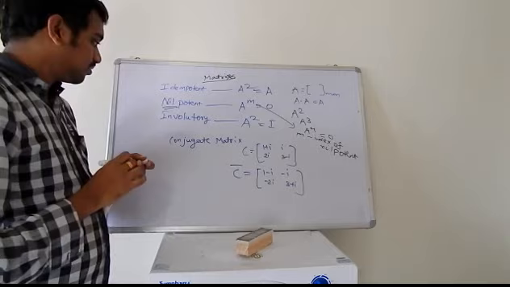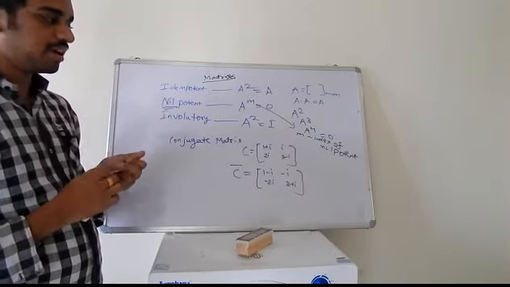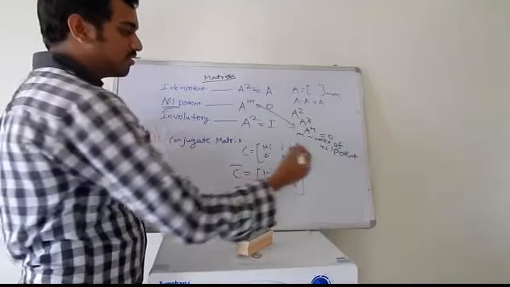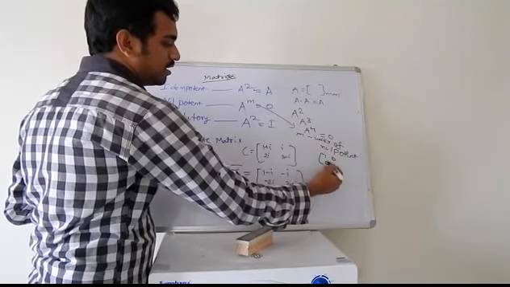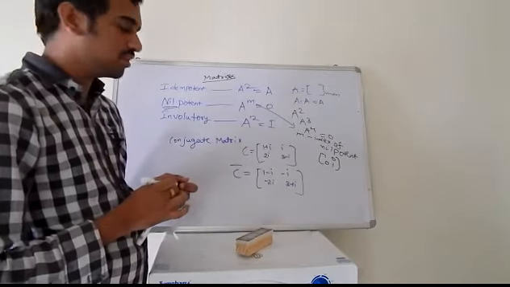Involutory matrix: its square is the identity matrix. The identity matrix is 1 0 0 1 for a 2 by 2 matrix. If A square is equal to the identity matrix, it is an involutory matrix.